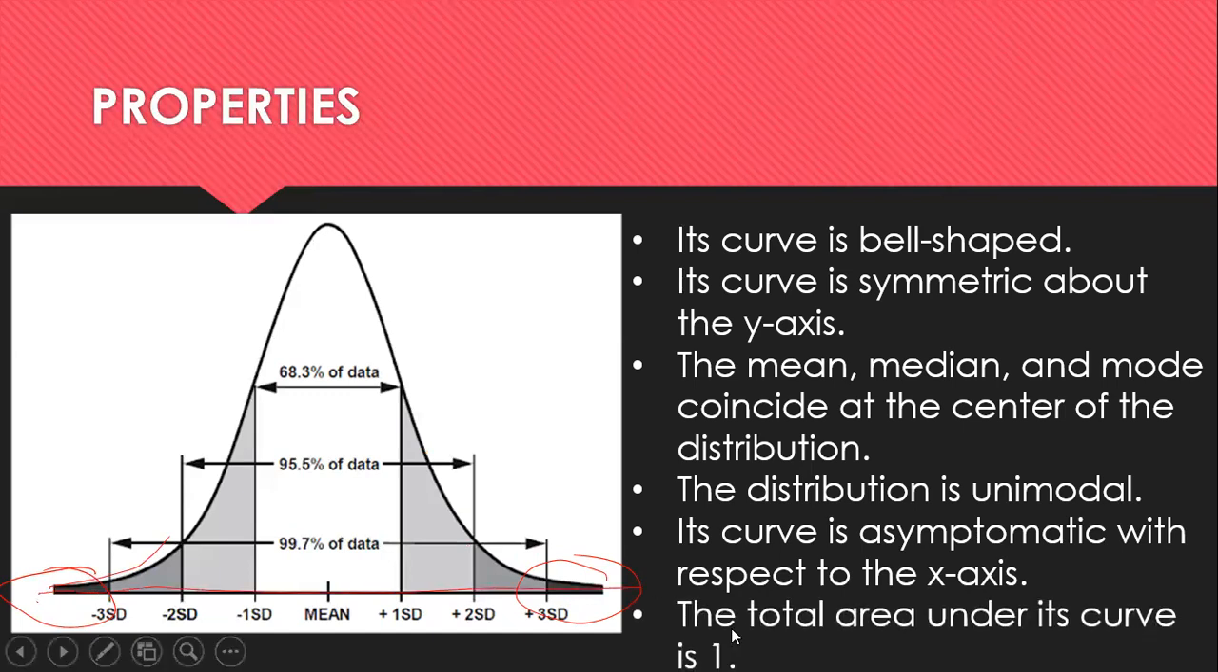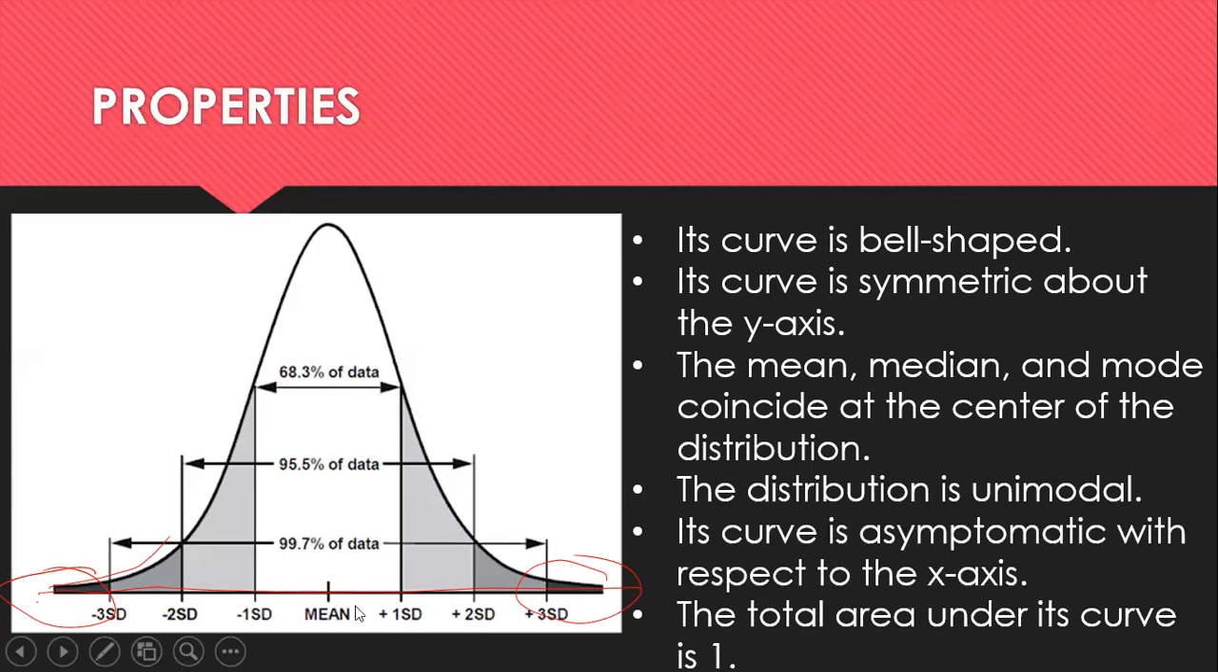And for the last property, the total area under its curve is 1. No less than 1, no more than 1. Dapat exact 1. The area under its curve is 1. Now, let's understand also the area under the curve.